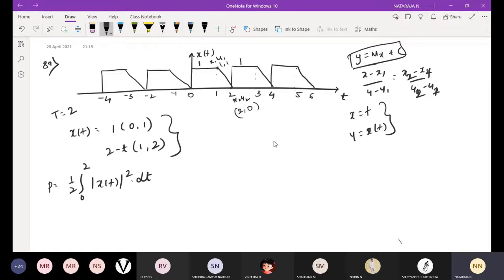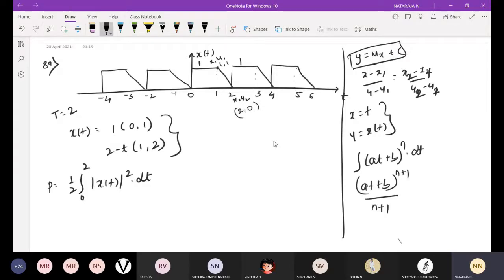A minus b whole square means here write on the formulas. Integration of (at plus b) whole to the power of n into dt. You will have (at plus b) whole to the power of n plus 1 divided by n plus 1 into 1 by a. Use this relation directly. You can write the equation for the integration of 2 minus t whole square. Or else, if you want, you can split it with respect to the a minus b whole square formula. You can use this also.